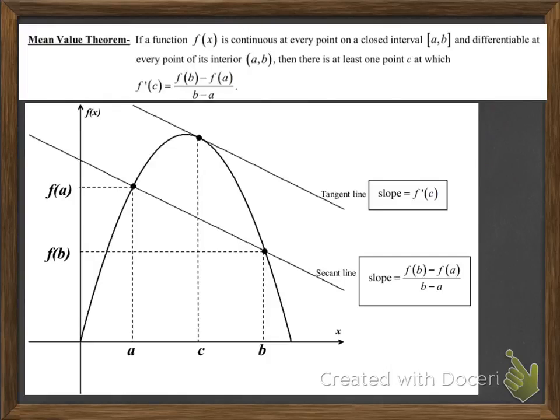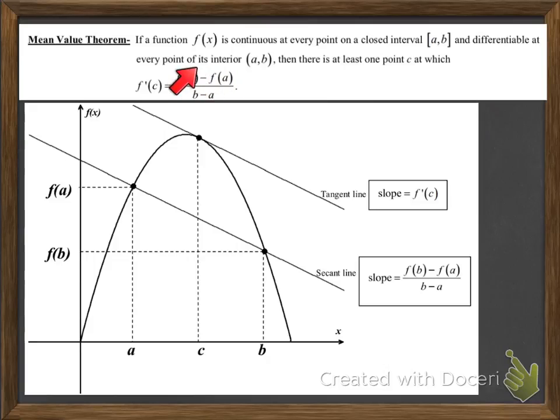All right, so the next thing we want to talk about here is going to be the mean value theorem. The mean value theorem says if a function is continuous at every point on a closed interval and differentiable at every point of its interior. All right, so it has to be a smooth curve where it is differentiable. Then there is at least one point C at which f prime of C equals f of B minus f of A over B minus A.